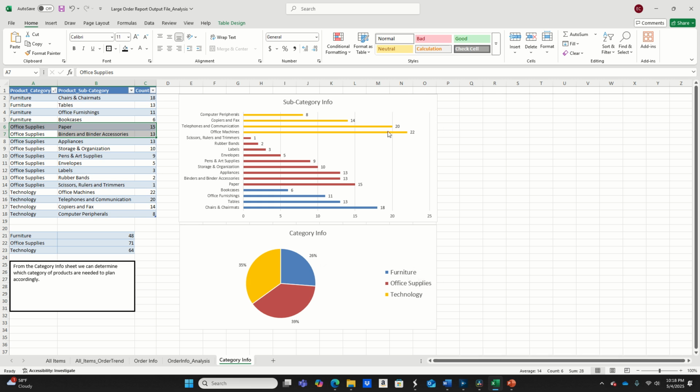In the bar chart above, I also color coded it. So at the top is technology, the bulk of it. In the middle is office supplies, and then below is furniture.